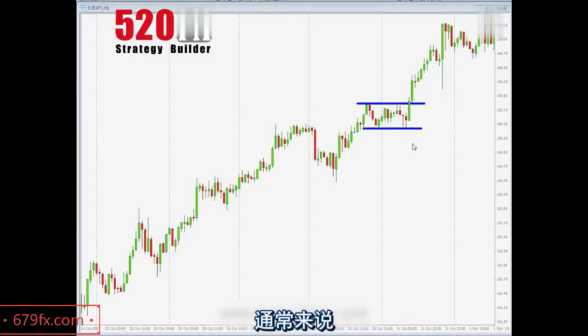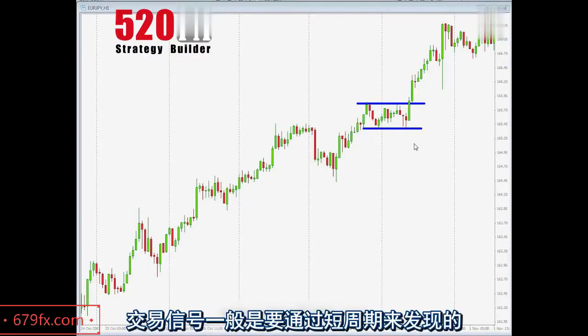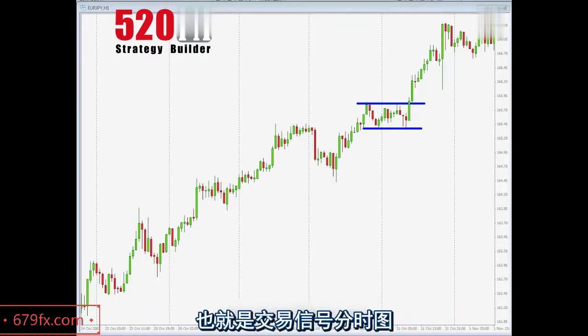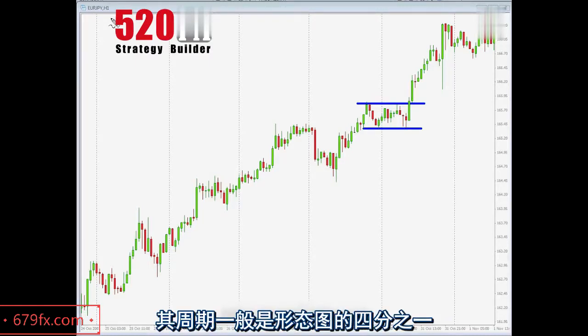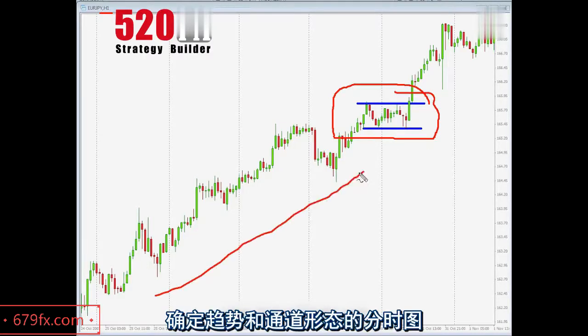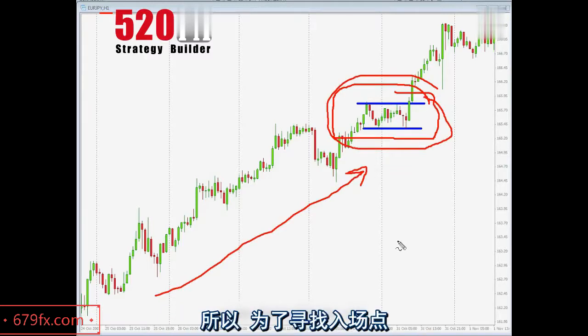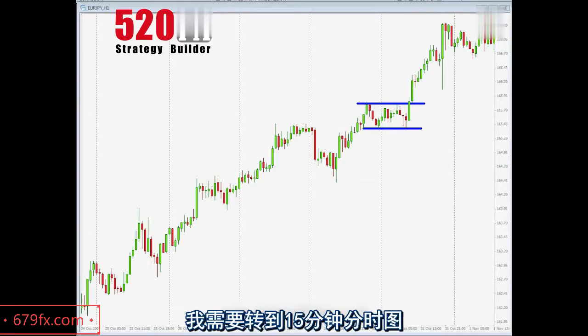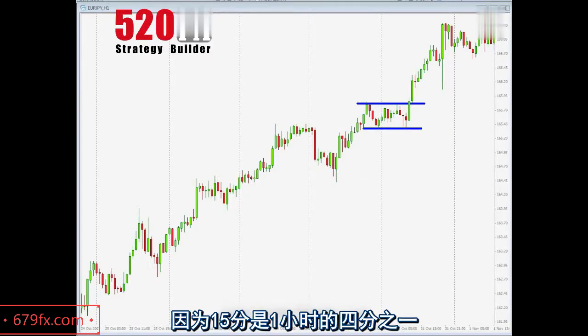As usual, in small ranges like this, the signal comes in the shorter time frames, what I usually call the trigger charts, which, as you know, is usually a time frame four times smaller than the setup chart. The setup chart in this case is the 1 hour time frame. The setup chart is where we spot the actual trend and also the range itself. So in order to search for an entry, I would zoom into the 15-minute chart, since the 15-minute chart is four times shorter than the hourly chart.